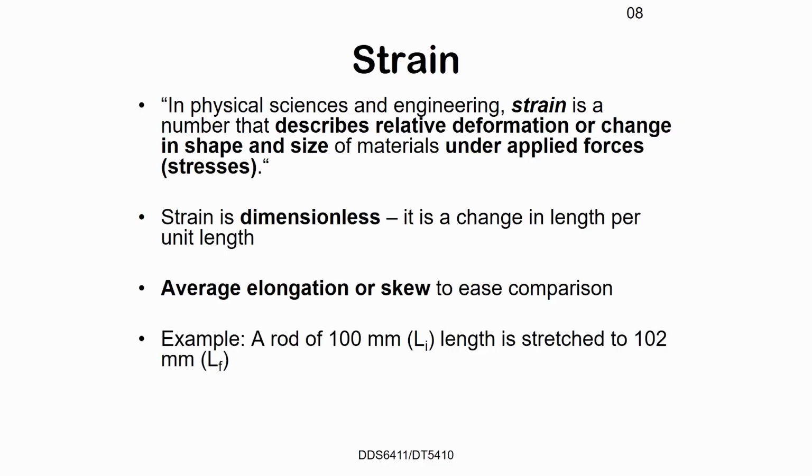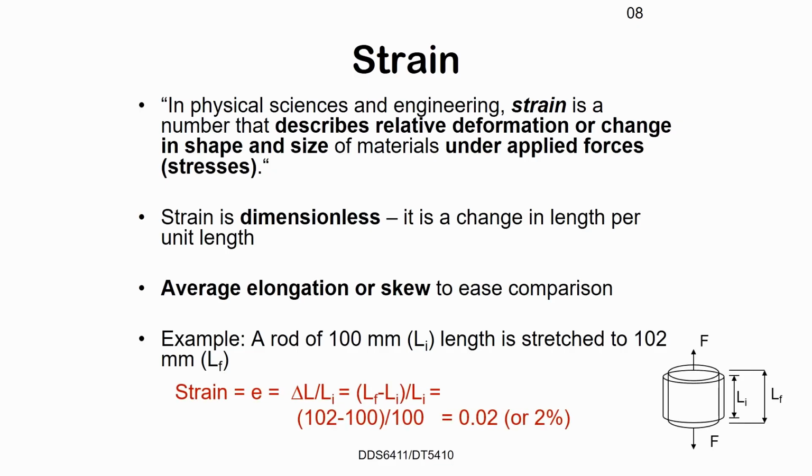So here's an example. You've got a nose there already, right? If the original length is 100, whatever unit it is, I don't really care, because strain is dimensionless, and it's stretched to 102 units. So the change or increase in length is 2. So the strain is just 2 over 100, i.e. 0.02 or 2% strain. So strains are usually expressed in percentages.